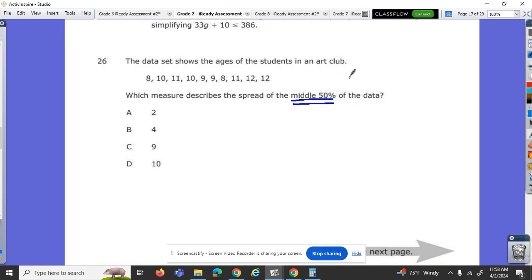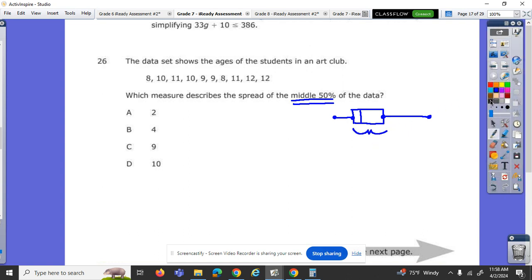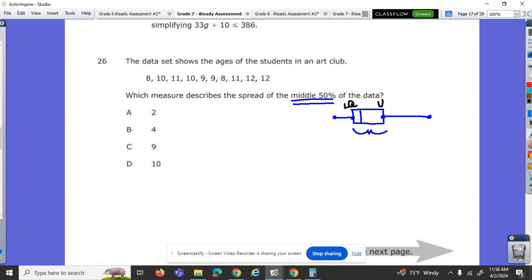Well, the middle 50% is referring to a box and whisker plot, which you did some in sixth grade and some in seventh, of course. So here's just an example of one. We know that the middle 50% is talking about this part right here, basically the box, which is from LQ, lower quartile, to upper quartile. So we're basically finding the interquartile range whenever they say middle 50% of the data.